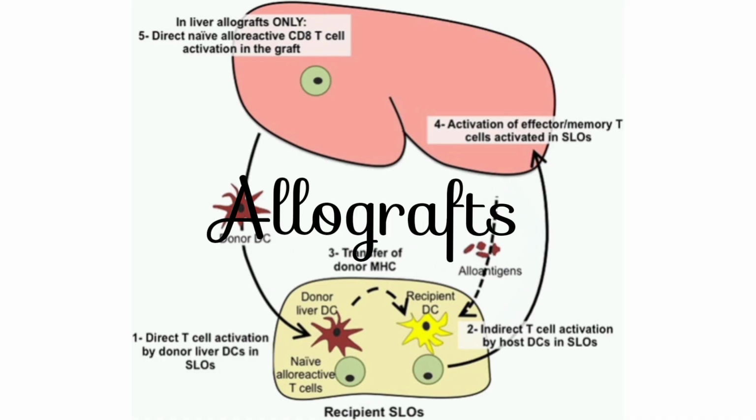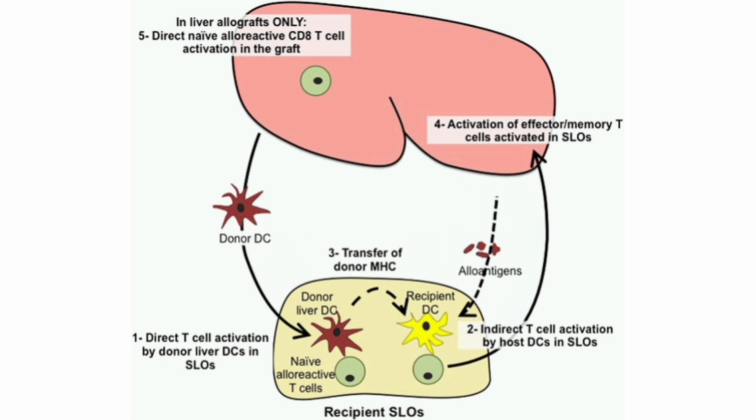In the case of allografts, the cytotoxic T cells recognize the proteins that are present on the surface of the allograft as foreign antigens. The proteins such as the MHC class 1 protein and MHC class 2 protein that are present on the surface of the allograft are recognized as foreign by the cytotoxic T cells, and these allografts are then destroyed by the cytotoxic T cells.